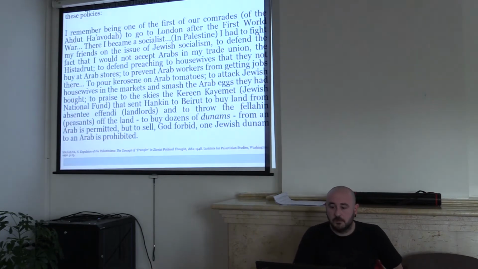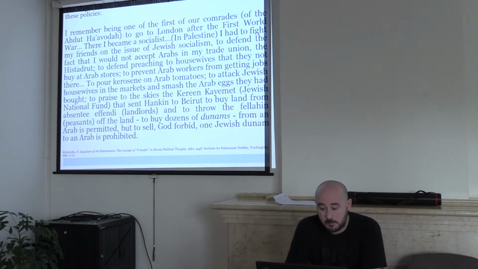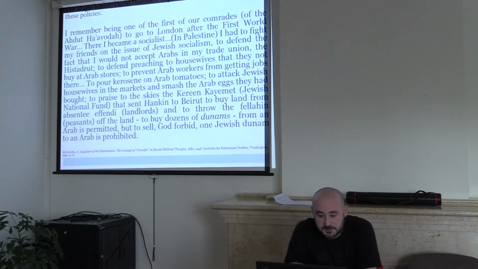So I have one small paragraph by David Hacohen. This was one of the Mapai leaders, and he's showing these kinds of things that I was talking about before. So he's saying, I remember being one of the first of our comrades to go to London after the First World War.